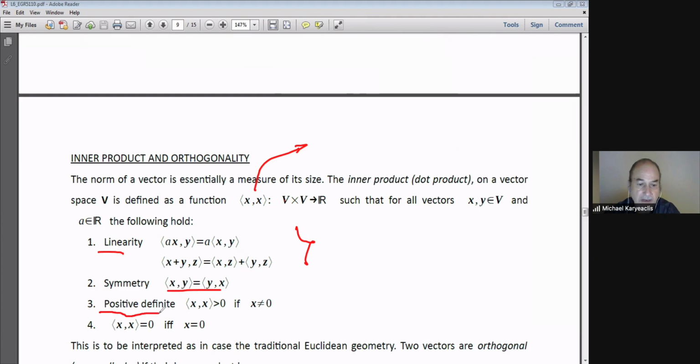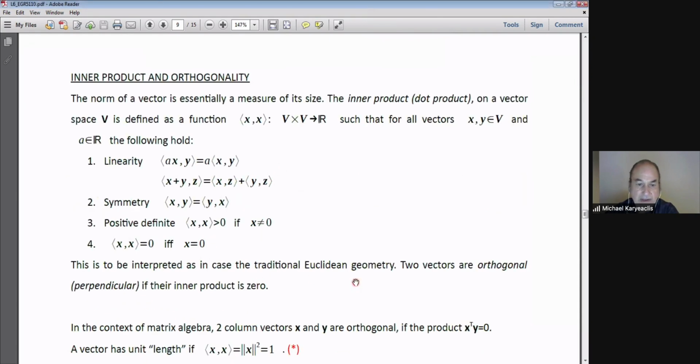And this is the most important part, okay, that it is positive definite. X dotted with itself is positive, and the only time that it is actually zero is if X is the zero vector. And this is an if and only if. In other words, X cannot be perpendicular to itself other than in the case where it's in fact identically equal to zero. All right, now with these restrictions, we have defined the inner product. And this is, again, interpreted in the same way as we have it in Euclidean geometry, all right? So in the terminology, if X and Y have a zero inner product, then they're called orthogonal. Orthogonal or perpendicular. The more common term is orthogonal.